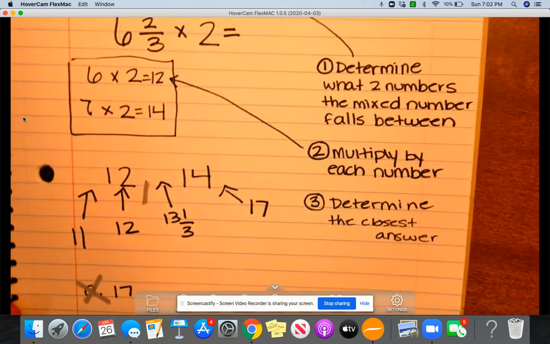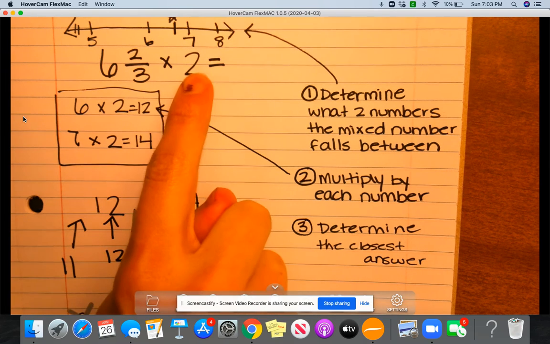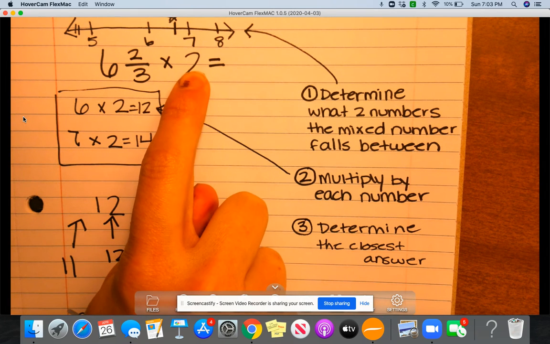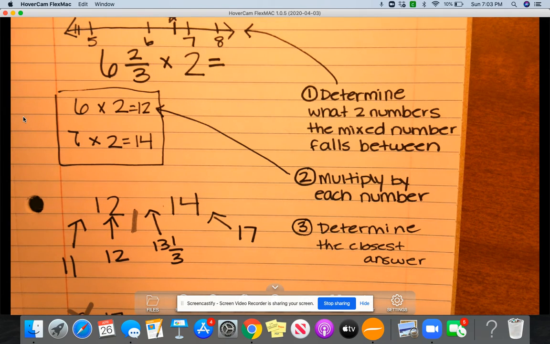So these are the steps again. Determine what two numbers the mixed number falls between. So we know 6 2/3 falls between 6 and 7. Second step, multiply by each of those numbers. So 6 times 2 and 7 times 2. We're using the 2 from our original problem. 6 times 2 and 7 times 2. So we get the answers of 12 and 14.